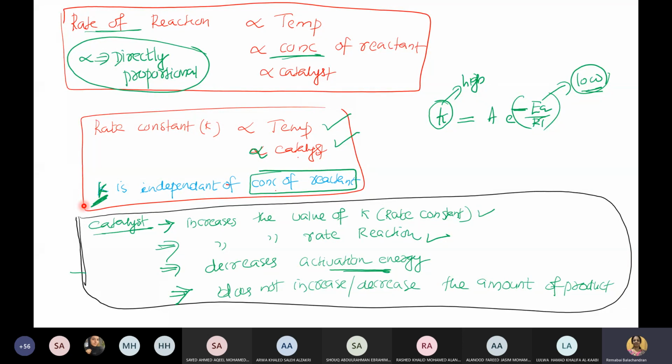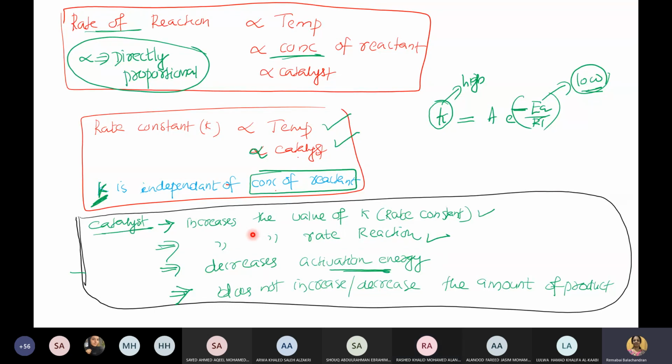Now about rate constant k, small letter k. k is directly proportional to temperature. It's directly proportional to catalyst. You know why? When you add catalyst, EA will be low. Correct? If EA is low, k will be high. Okay, so rate constant is directly proportional to the catalyst. Then k is independent of something. What is it? The concentration of the reactant.